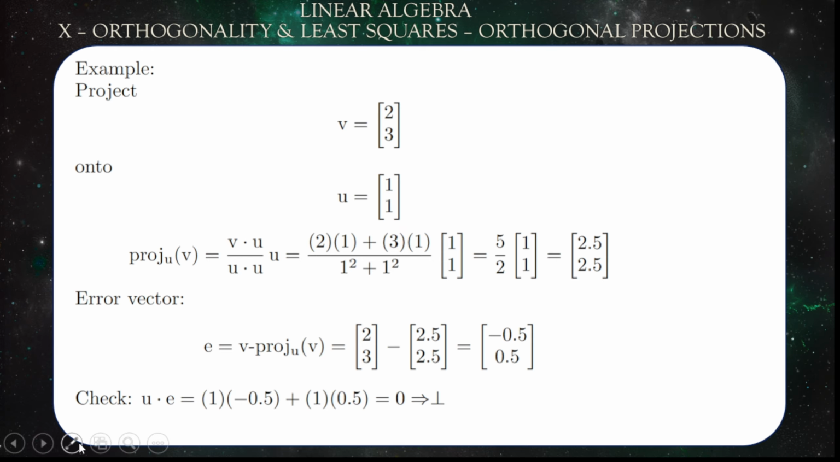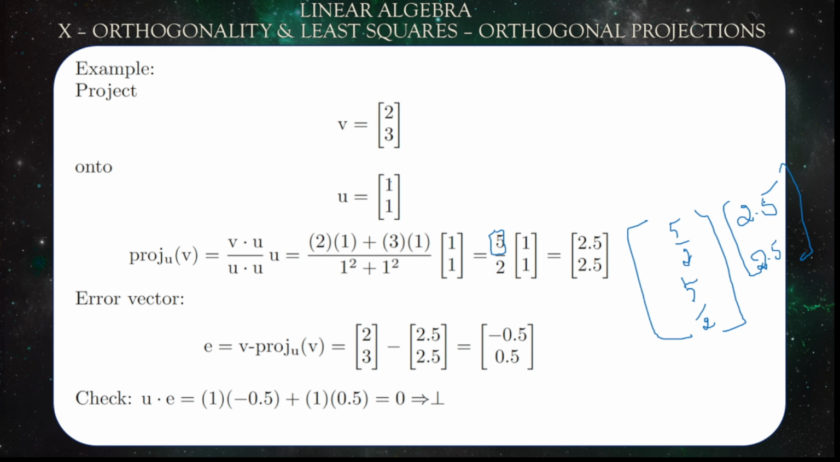Then u dot u is 1 times 1 plus 1 times 1, or 1 squared plus 1 squared, which is 2. So you get 5 divided by 2 multiplied by u, which is the vector here. So what do you get? You get 5 over 2, 5 over 2, that would be the vector. Or written in a different way, 2.5, 2.5. This is the final vector.